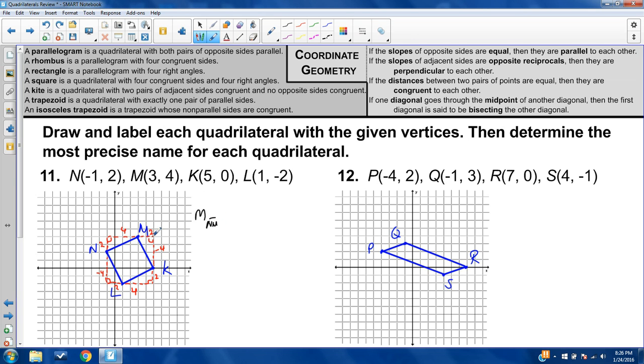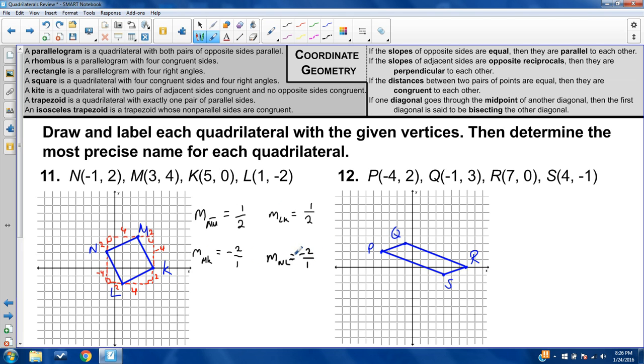If I want to find the slope of NM, it's 2 over 4. Up 2 over 4, which reduces to 1/2. The slope of MK is 2 over negative 4, which is negative... I'm sorry, negative 4 over 2, which is negative 2 over 1. The slope of LK, we're rising 2 and running 4, so that's 1/2. And the slope of NL is down 4 over 2, which is also negative 2 over 1.